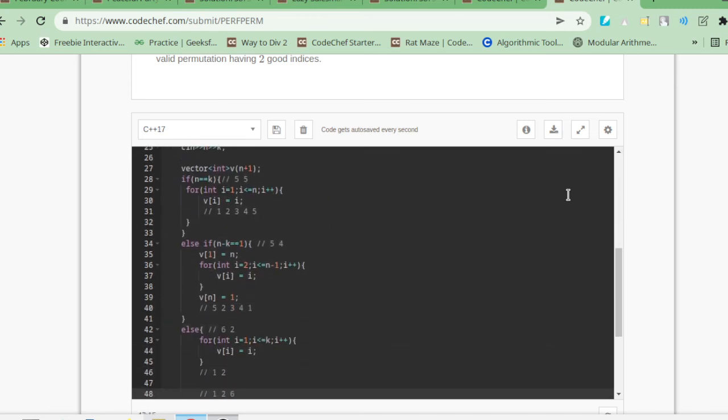I have tried to do this question by making cases. There can be a better solution, but I have done it in this way.